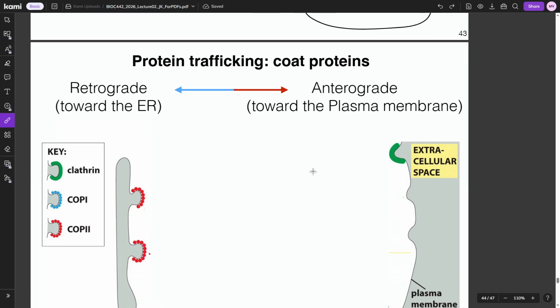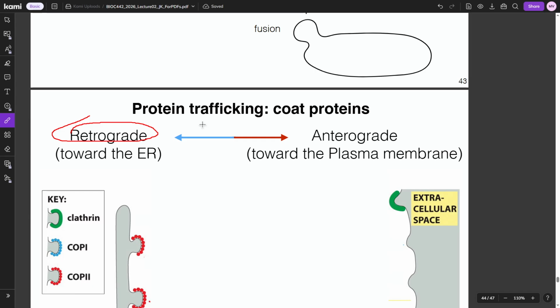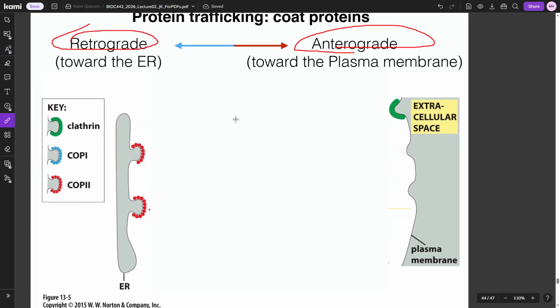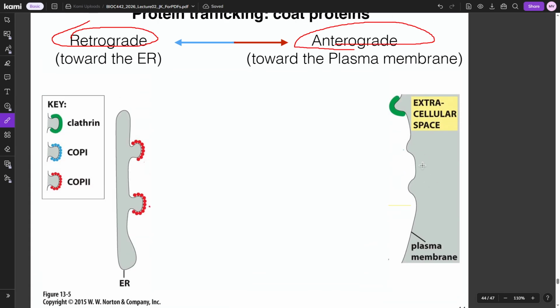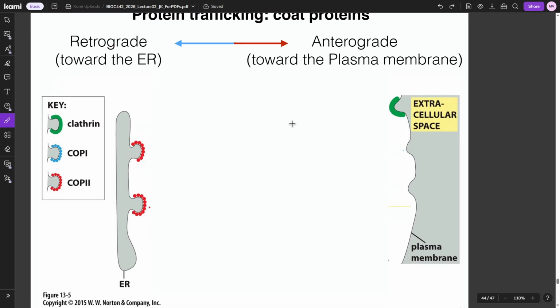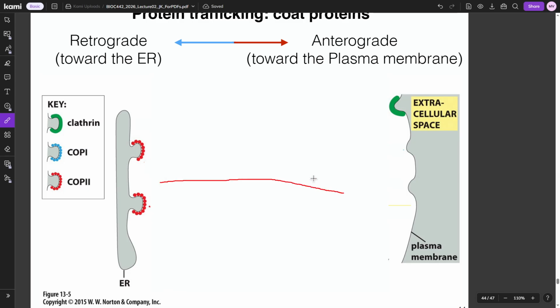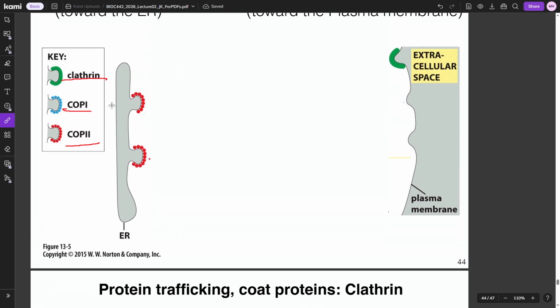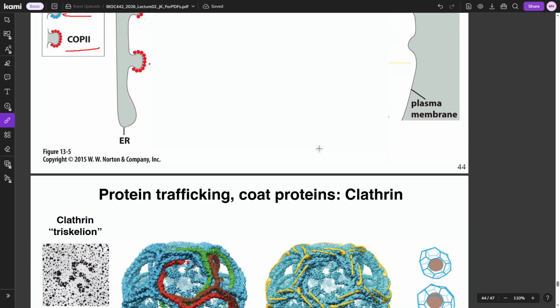There are two types of transport: retrograde transport and anterograde transport. Retrograde transport is going from the plasma membrane back to the ER/Golgi, and anterograde transport is going from the ER to the membrane, basically. There are many different types of proteins that help with these transport processes. They are called clathrin, COP1, and COP2. I think of COP1 and COP2 as the policemen of the transport system. They basically make sure that things are in order properly.